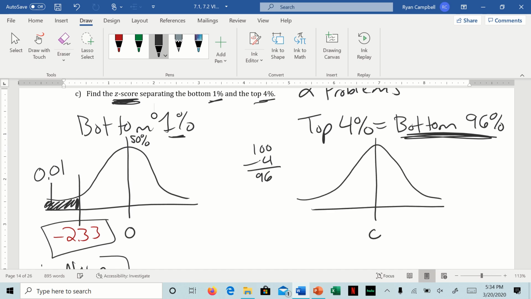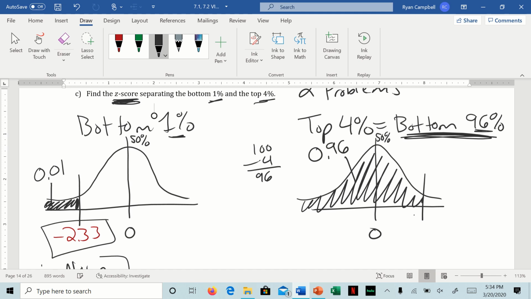So we make our graph, put 0 in the middle, going from the left because it's from the bottom, and we go up to the mean. We've gone 50%. Too far, not far enough? Not far enough, we've got to keep going, right? Shade everything to the left. And this is where 0.96 goes. This is where our value needs to go.